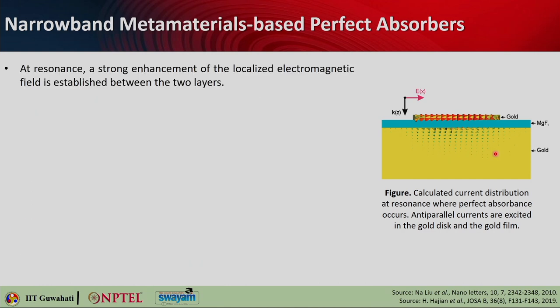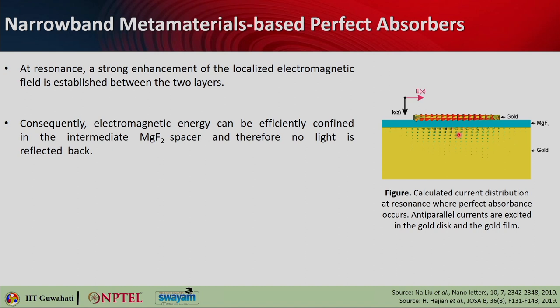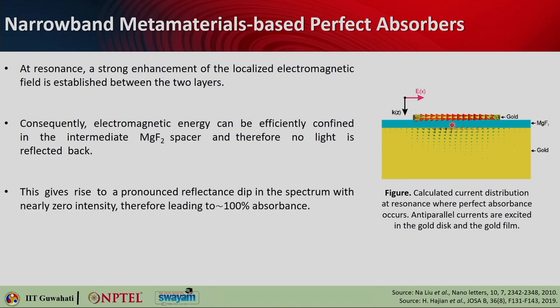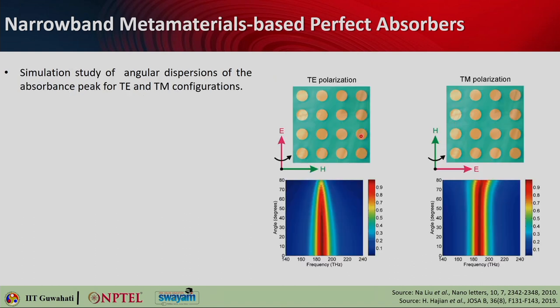Now at resonance, what will happen? A strong enhancement of the localized electromagnetic field is established between these two layers, okay, and that is the reason why you will have a trap of energy in this magnesium fluoride spacer layer and no light is going back.